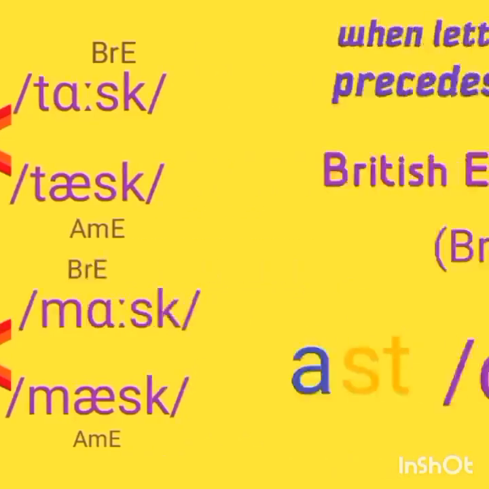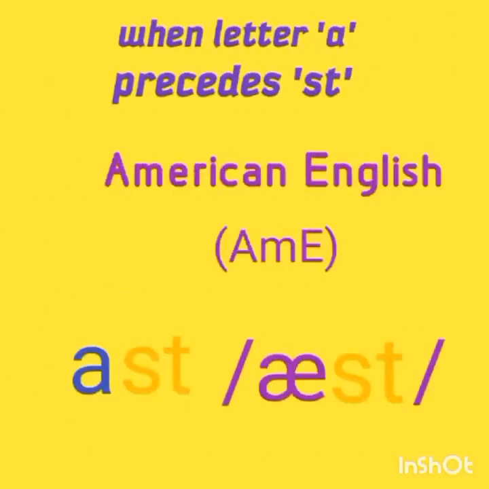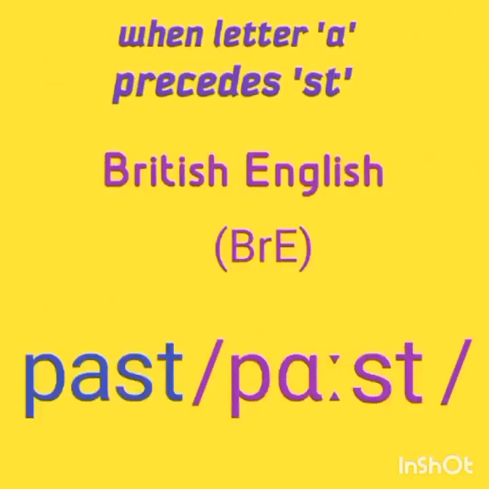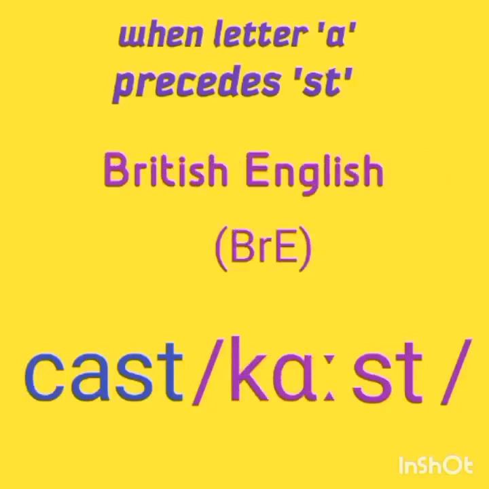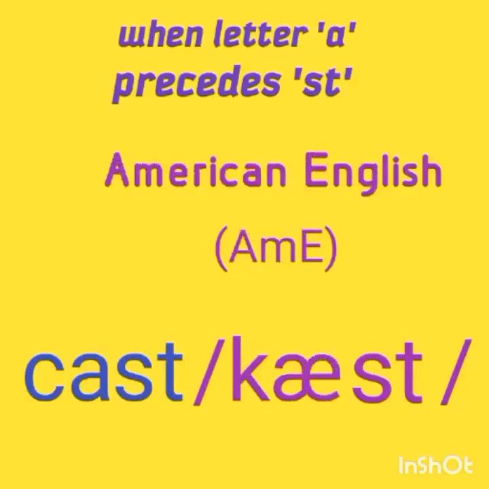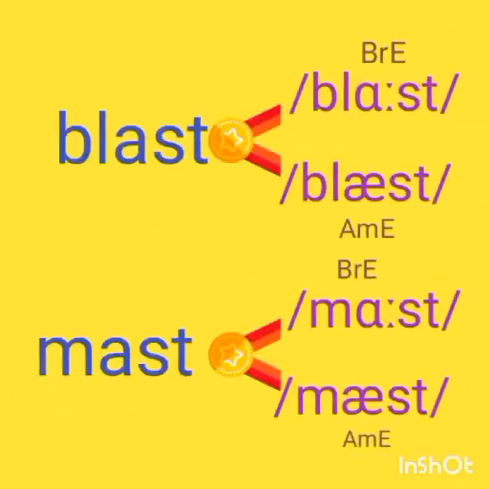Then, when letter A precedes the consonant cluster ST, the A is sounded R in British English, but A in American English. Words like PAST is pronounced past in British English, but past in American English. Also, CAST is pronounced cast in British English, but cast in American English. Same goes with the word BLAST, which is blast in British English, but blast in American English. And the word MAST is pronounced mast in British English, but mast in American English.